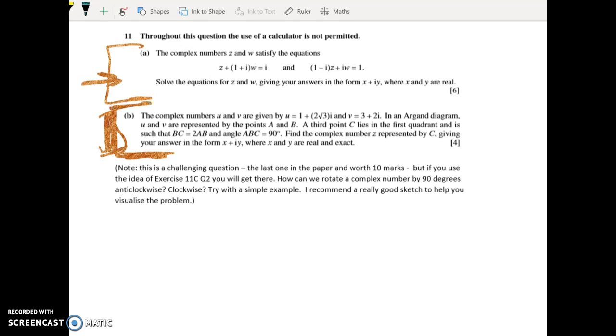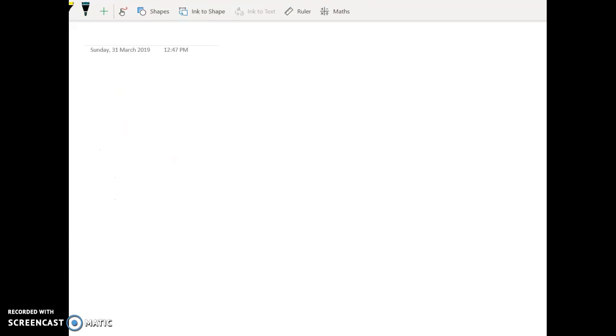Right, let's look first at these two simultaneous equations. We've got two complex numbers z and w, and they satisfy two equations, here and here. And we need to solve them for z and w. So let's start by writing them down and then taking a look at what we can do. We've got that one, and then we've got this one.